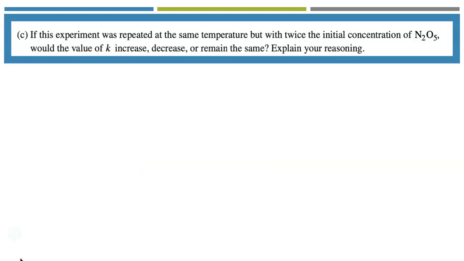There's one more part to this question. If this experiment was repeated at the same temperature, but with twice the initial concentration of N2O5, would the value of the rate constant K increase, decrease, or remain the same? Explain your reasoning. The value of K would remain the same.